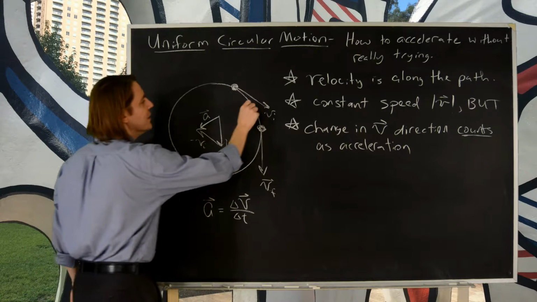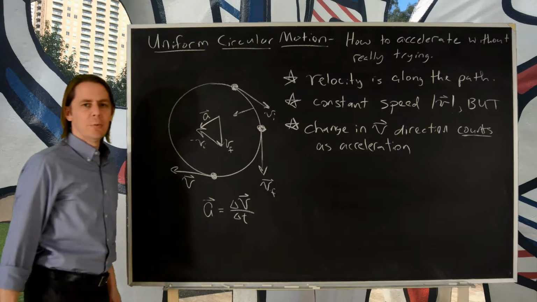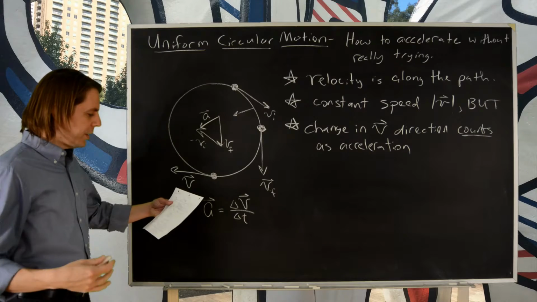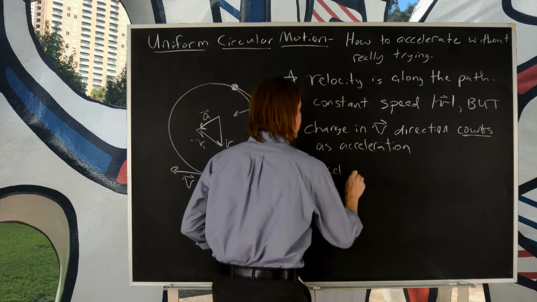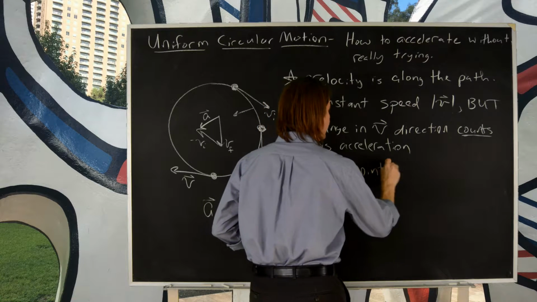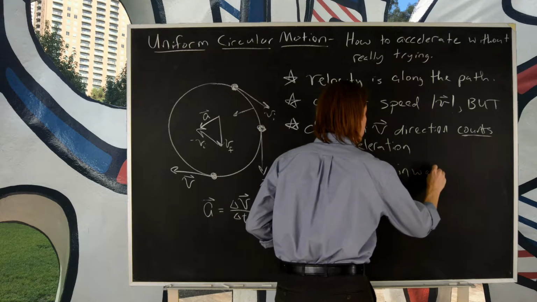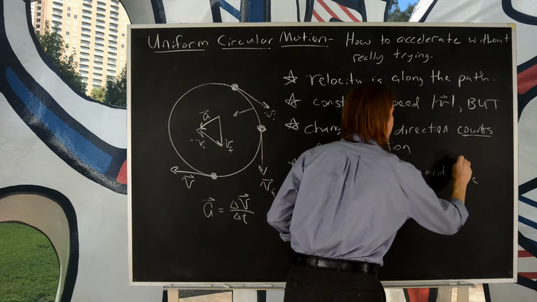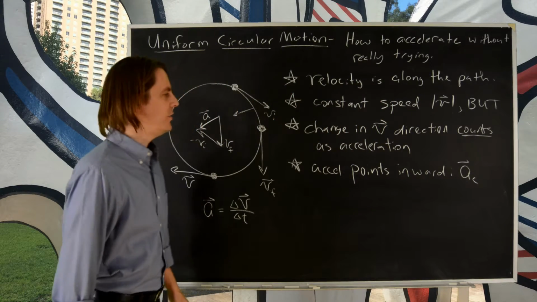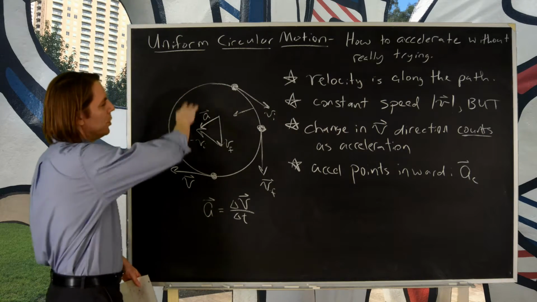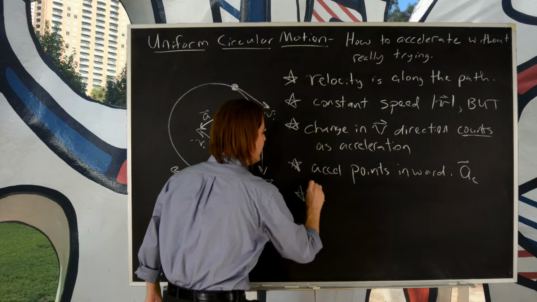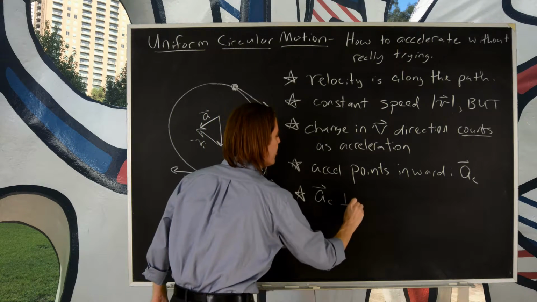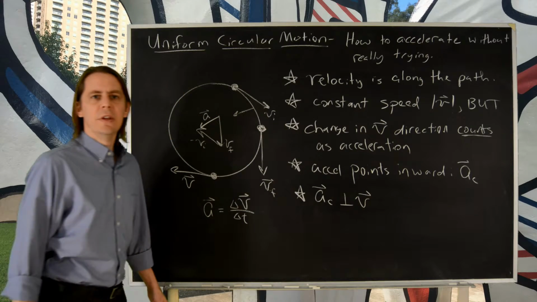So what you see is the acceleration points inward, like that. And that's why it's called the centripetal acceleration. Acceleration points inward. And that's what we call a C, the vector a C. So one property of uniform circular motion is that the acceleration is perpendicular to the velocity at all times.